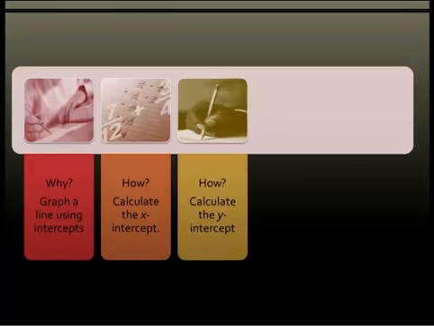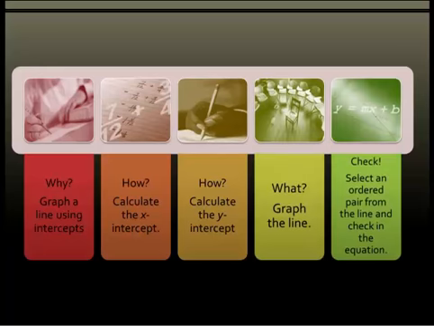In this example, we're going to take a look at graphing a line using x and y intercepts. We're going to calculate the x-intercept and the y-intercept, graph the line, and then we'll check to determine whether or not we've done the math correctly.